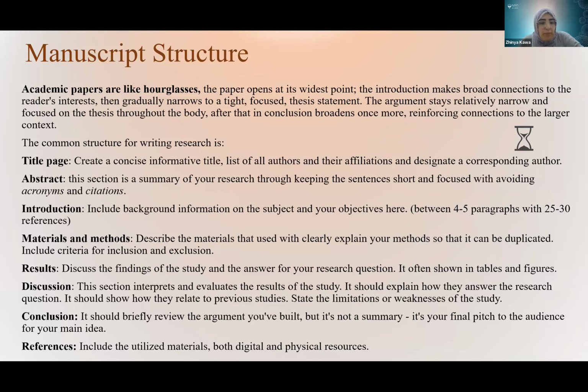Okay, so after that, we have the materials and methods, which is one of the most important sections of your paper, where you tell people how you conducted this study.